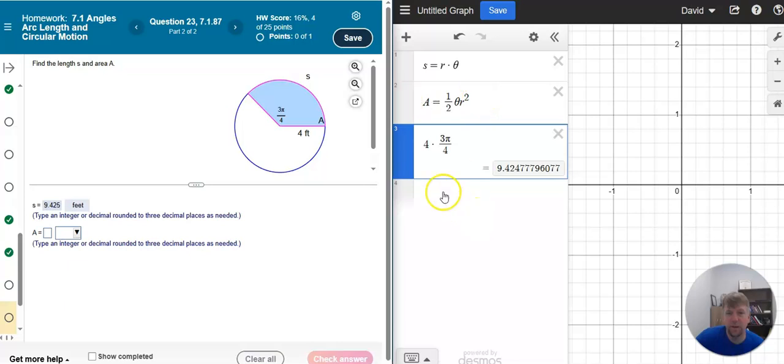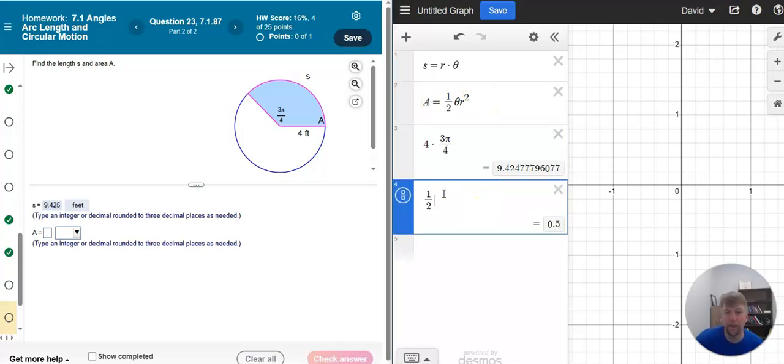So that's the other one. I'm going to use 1/2 times the angle. The angle is 3 pi over 4. I had to put the times dot in there to get it to look right. 3 pi over 4, and then I'm going to multiply by the radius squared. So this is 4 squared. All right, so there is my number.